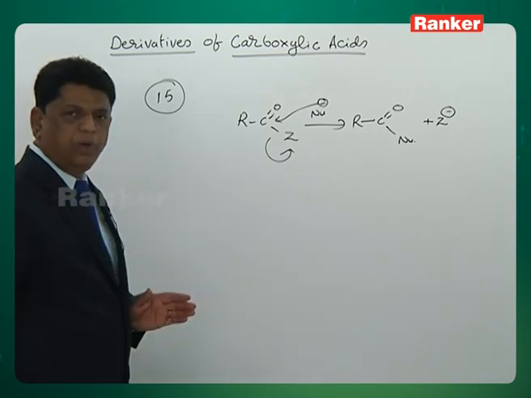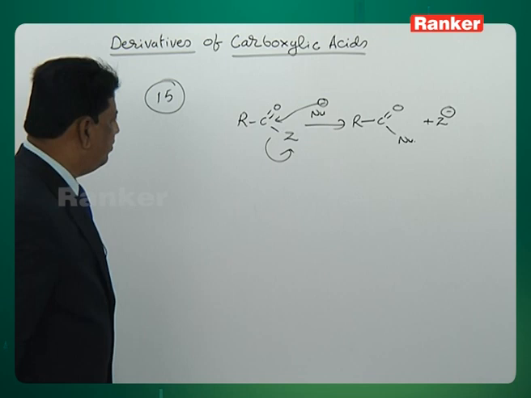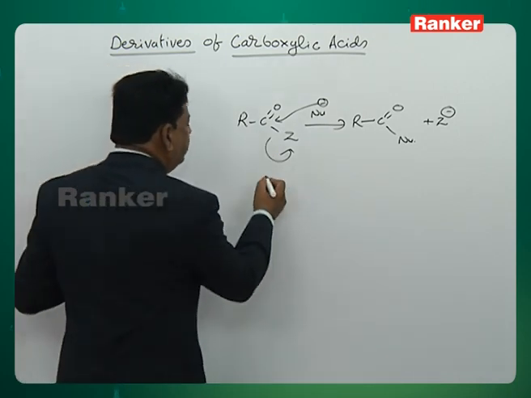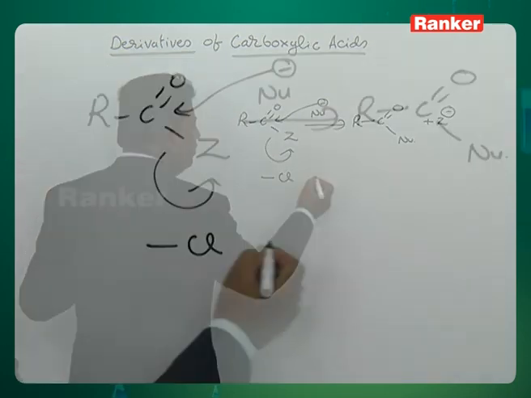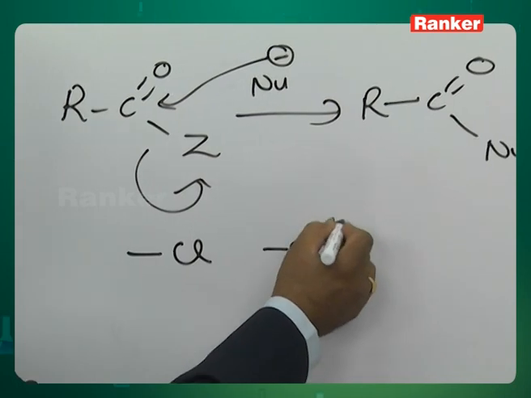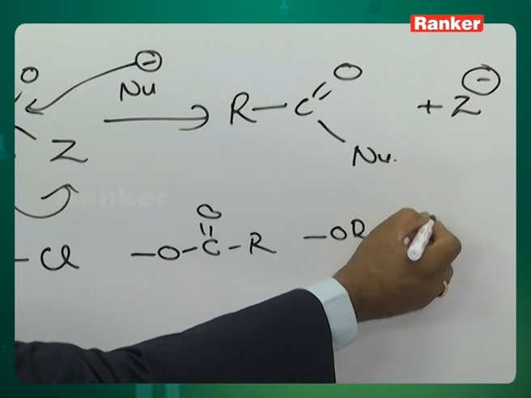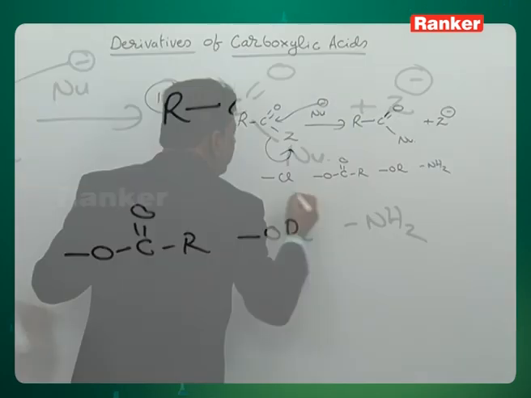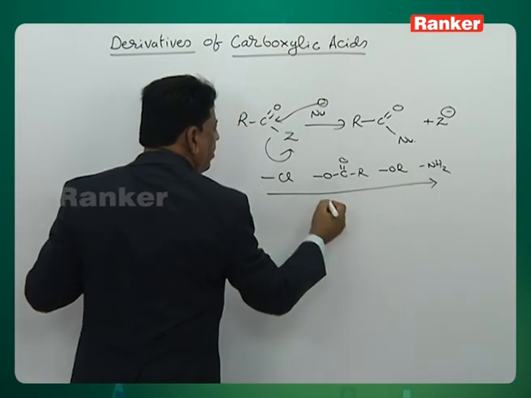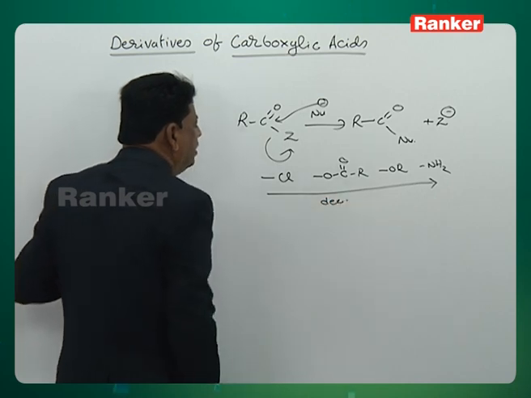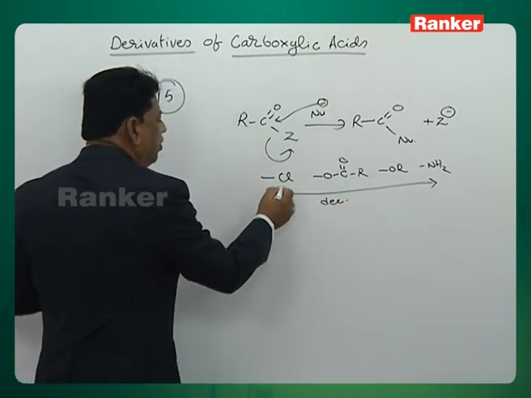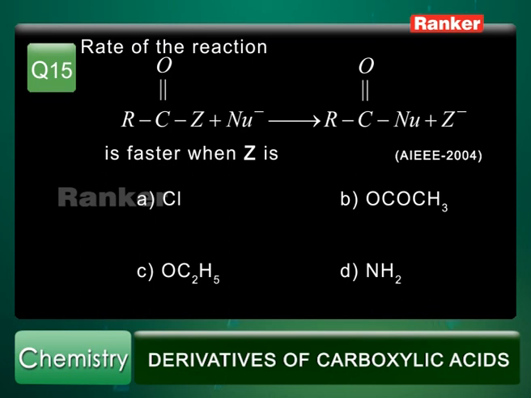The better the outgoing group, the faster the reaction will be. See, the order is first chlorine, halogen, then followed by OCOR, then followed by OR, then followed by NH2. So, the order of reactivity goes in decreasing order. So, therefore, the best outgoing group is the Cl. So, therefore, the faster reaction is expected with option A.